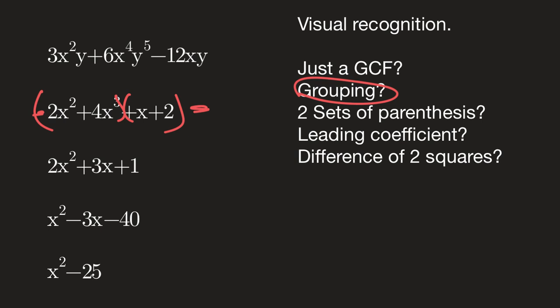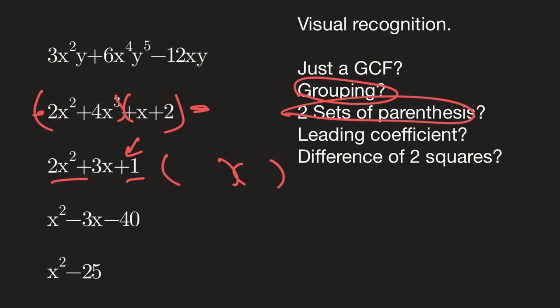Then we get into the next one. How many terms here? 3. Trinomials. Trinomials, leading coefficient larger than 1. This is what we did on Monday. Is there a GCF? No. I need first term, last sign, 2 sets of parentheses. Let's start breaking this up. Let's look at outside, inside, that whole process, okay? 2 sets of parentheses.